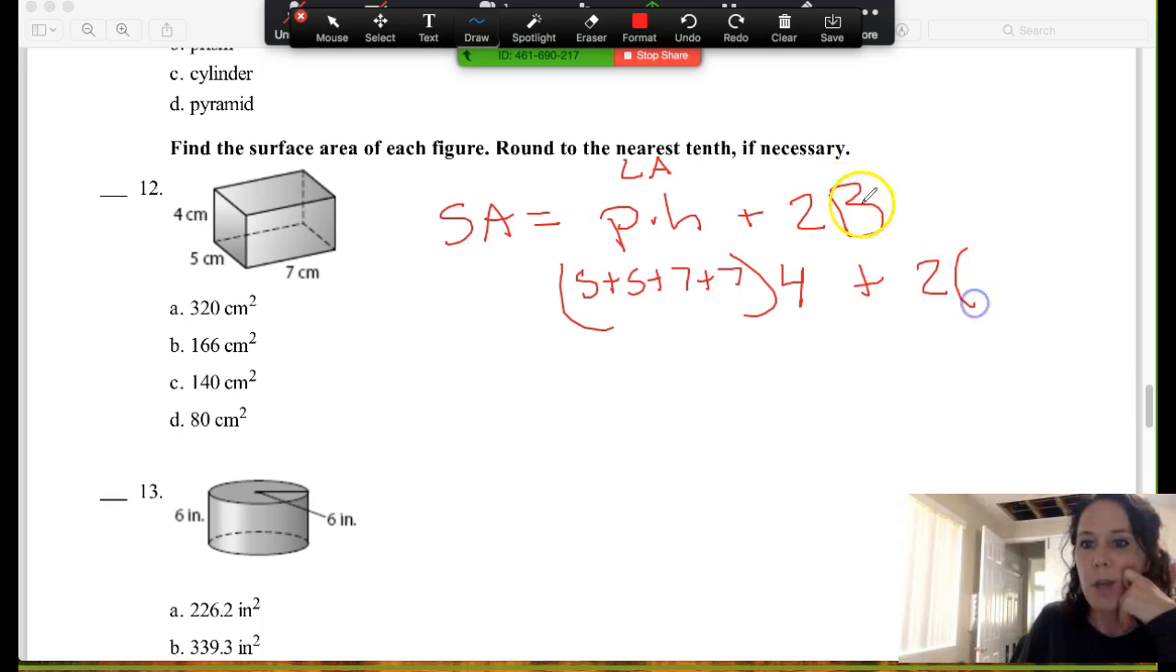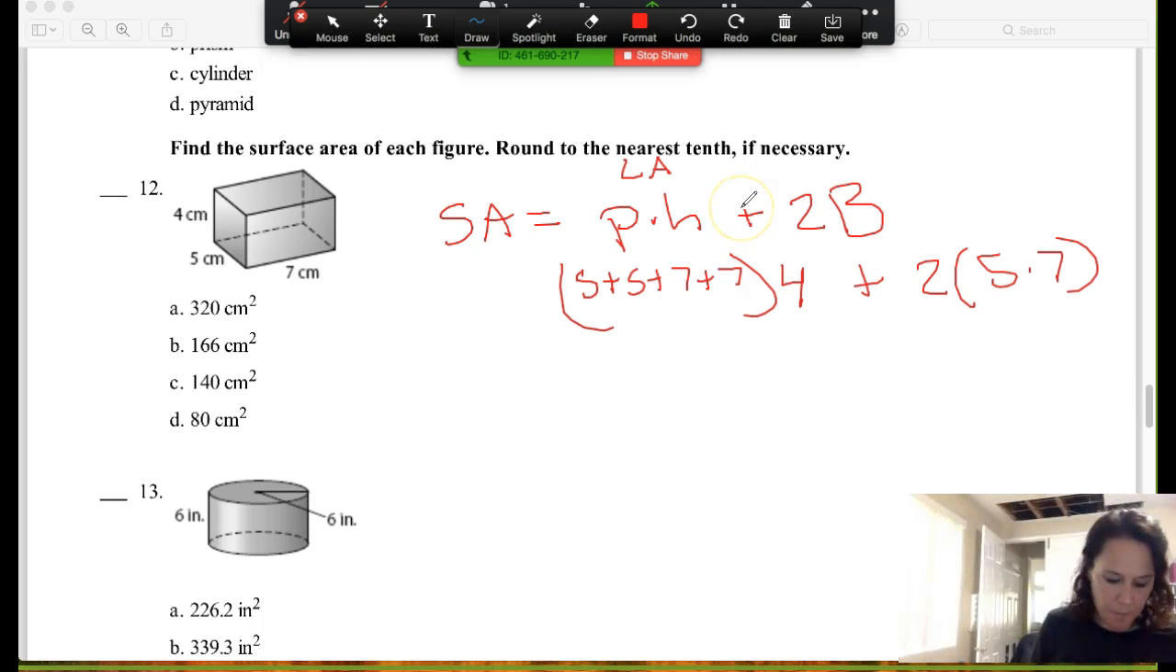So 2 times, well, the bases are the bottom and the top. The base is 5 times 7. It's the same on the top. So 2 times 5 times 7, 2 of those. All right. So add this up. If I go 5 plus 5 is 10, 7 plus 7 is 14. So I'm going to go 24 times 4, and this is going to give me 96, plus 5 times 7 times 2, 70.